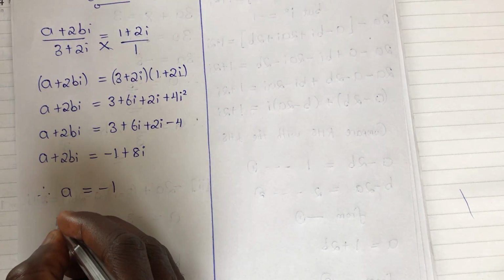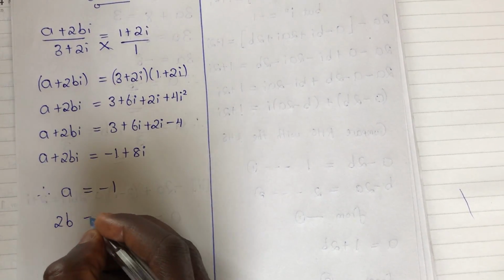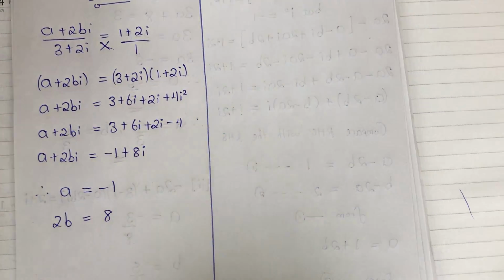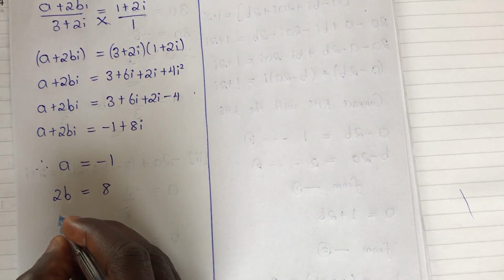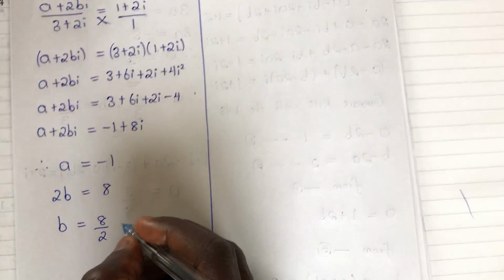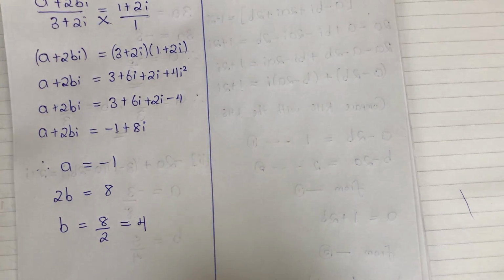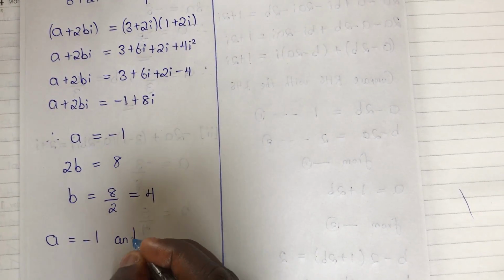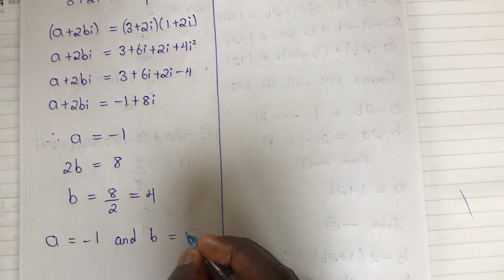We have 2b being equal to what? 8. So if 2b is equal to 8, then we can find b by saying b giving us 8 over 2, which is equal to 4. So the value of a equals -1 and the value of b equals 4.